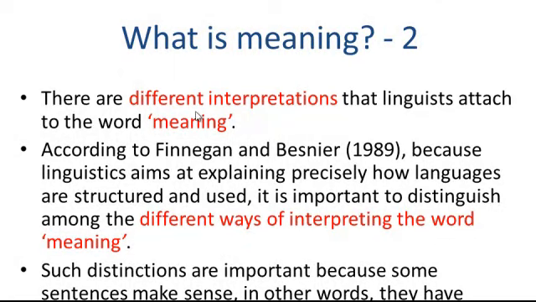Continuing with our topic, especially the subtopic of what meaning is all about. So what is meaning? Sometimes to arrive at a meaning of something, we need to also consider other aspects of meaning. Because we have seen, from the previous slide, that people may have different interpretations of things, or a word itself may have different meanings. So there are different interpretations that linguists attach to the word meaning.